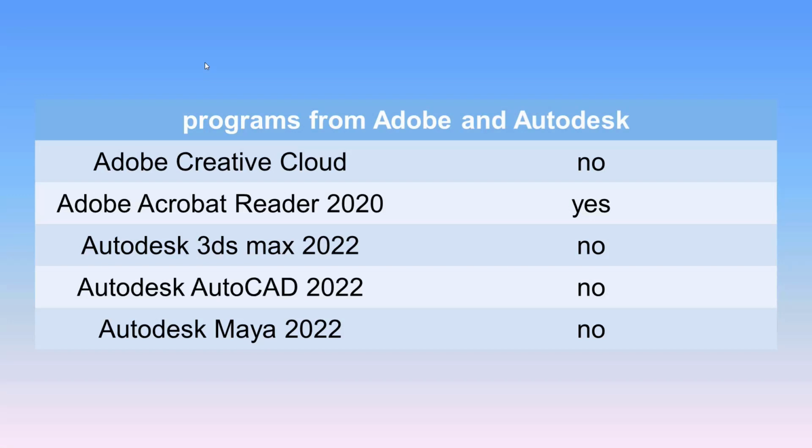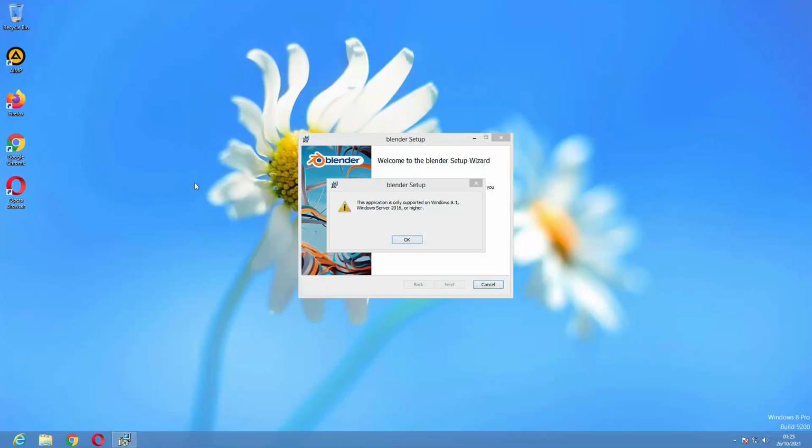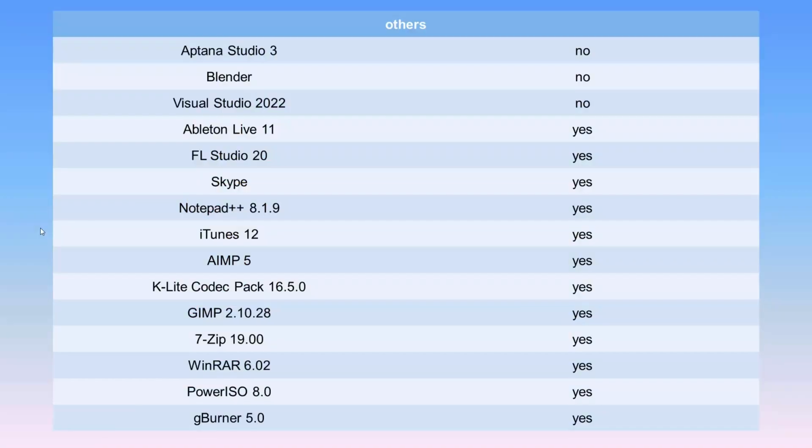I tried to install Blender on Windows 8, but it does not work either. As you can see, I received this error which says that the application is only supported on Windows 8.1, Windows Server 2016 or higher. Aptana Studio 3 did not work either. I received a couple of errors while trying to install it. Visual Studio 2022 doesn't work on Windows 8.